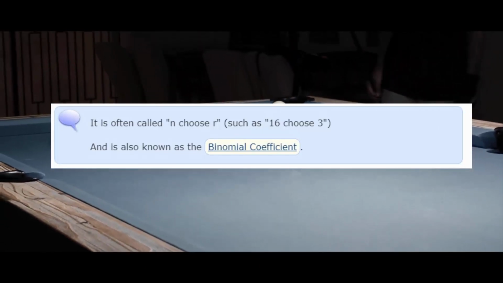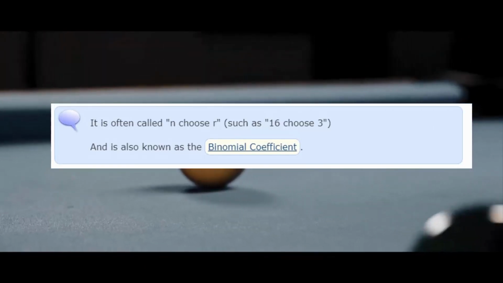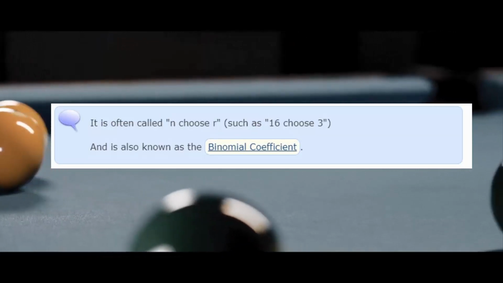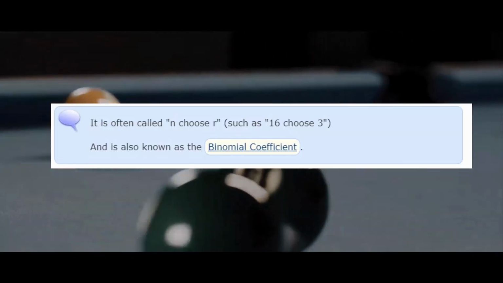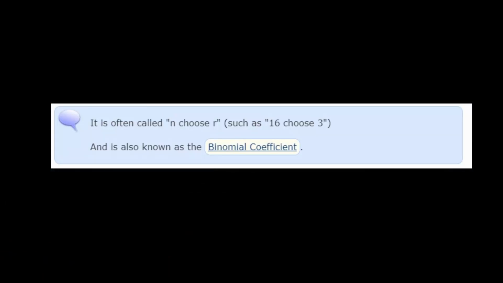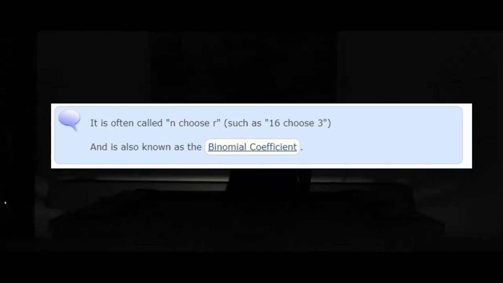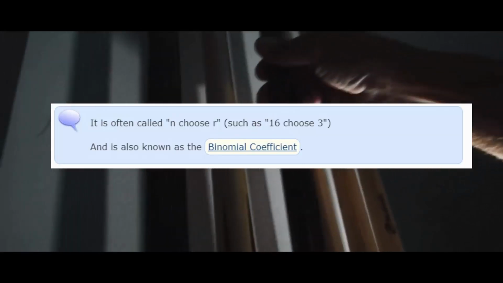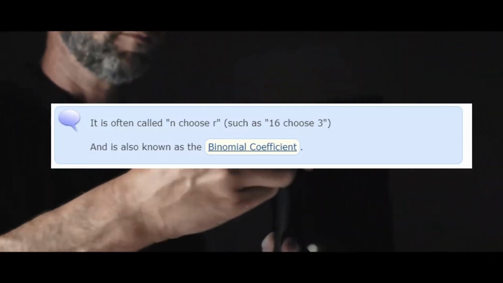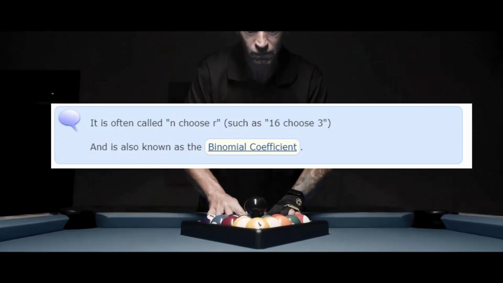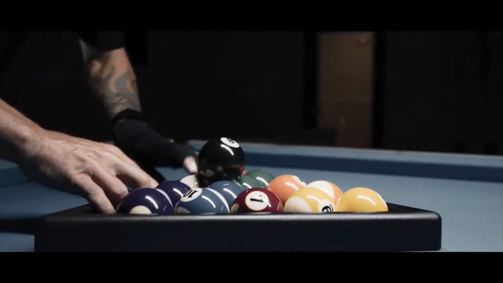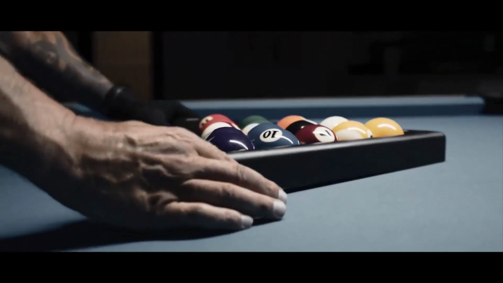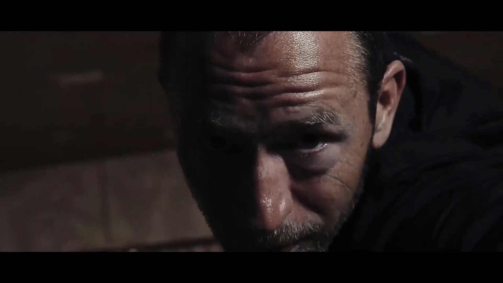Now I'm going to let that soak in a little bit. N choose r. N is the number of possibilities. R is the number of choices that we have to make. In real life, that would be if we had 16 pool balls and we would choose 3 of them. How could they be arranged? Or in the lottery example, if I have 30 choices and I get to choose 4, it would be 30 choose 4. So that's how we talk about this.